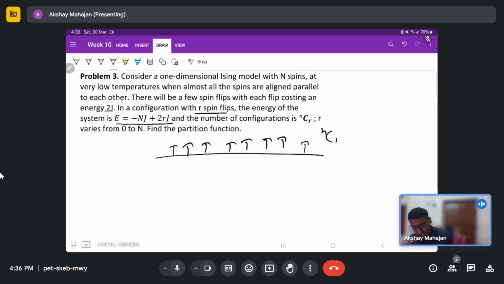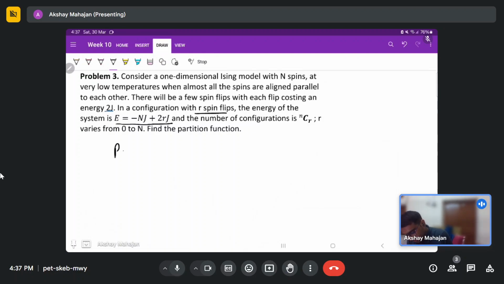You will have NC1 spin configurations. You can flip this one or this one. So NC1 equals n types of spin configurations, which all have the same energy obtained by flipping one of the spins. And we have to find the partition function for this system.